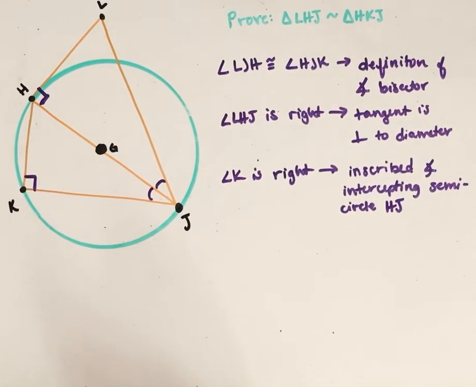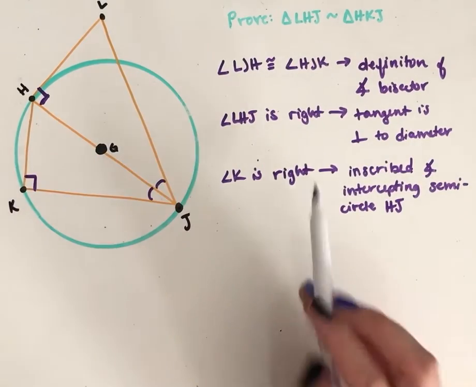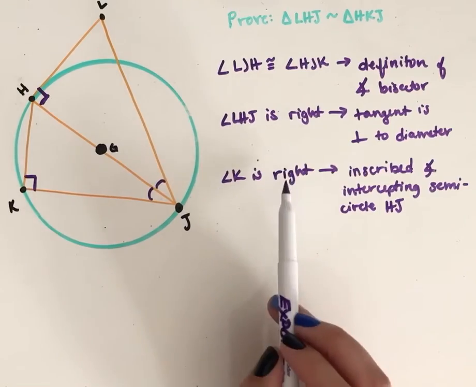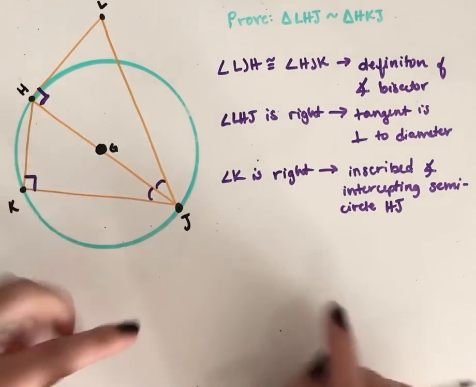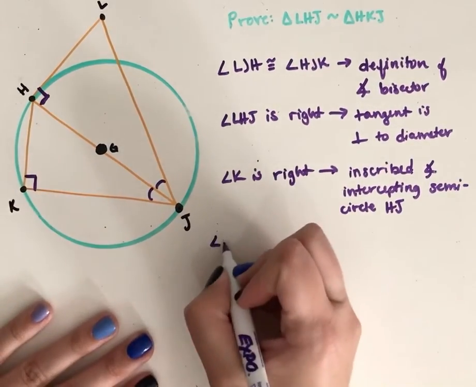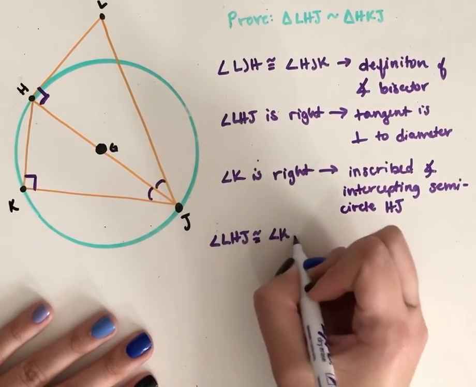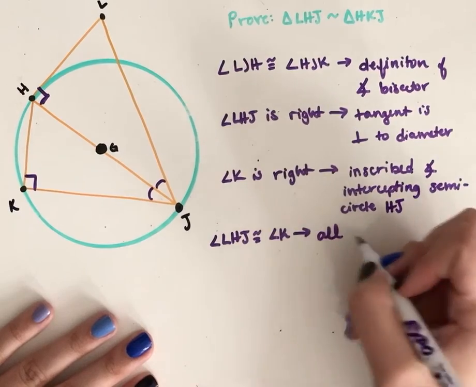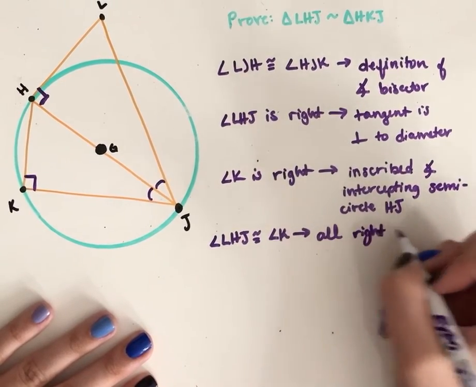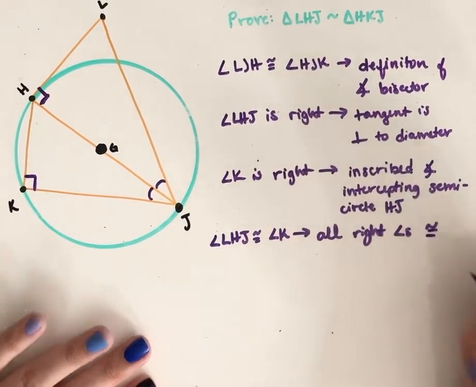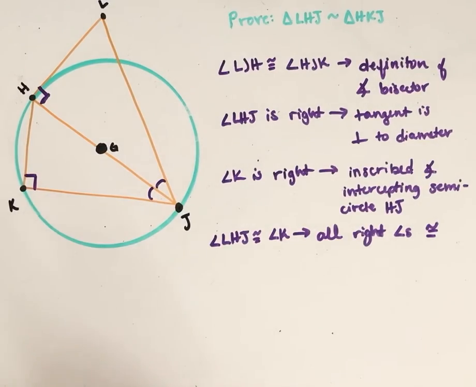HJ. Okay, so my next step, yes, I've said that they're both right, but I still have to state separately that they are congruent to each other. So angle LHJ is congruent to angle K. This is because they're both right angles and all right angles are congruent to each other, so they are congruent.